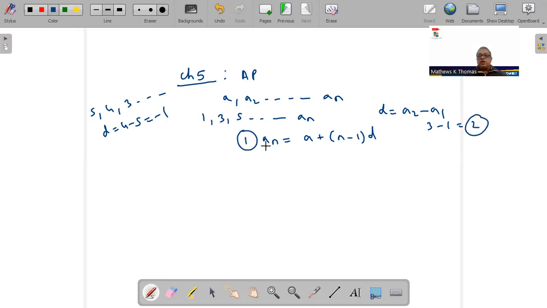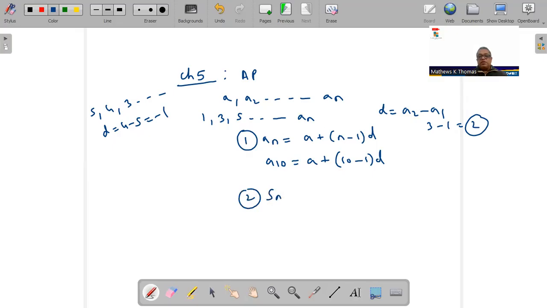So the first formula is to find the nth term, A plus N minus 1 D. So you want to find the 10th term. So we will say A10 is A plus 10 minus 1 D. So A and D you will get from the series. A value is 1, common difference is 2. Put that, you will get the 10th term. So we can find 100th term, 500th term very easily with this. An is A plus N minus 1 D. This is the first formula.